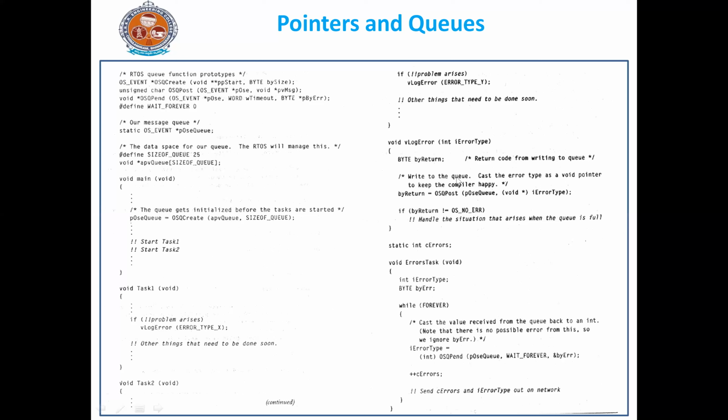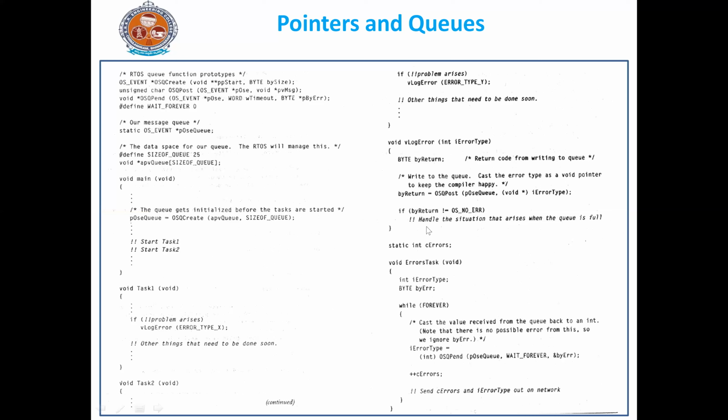Now we want to write onto the queue what has been sent by task 1 and task 2. So we are writing onto the queue, that is POS EQ. This will write the error type. If it is task 1, it will write the error type as X, and if it is task 2, it will write the error type as Y. Now it will write onto the queue. After completing the writing onto the queue, it will return the return code from writing onto the queue.